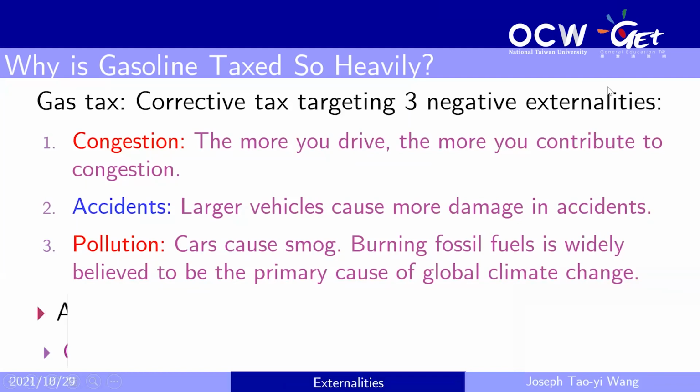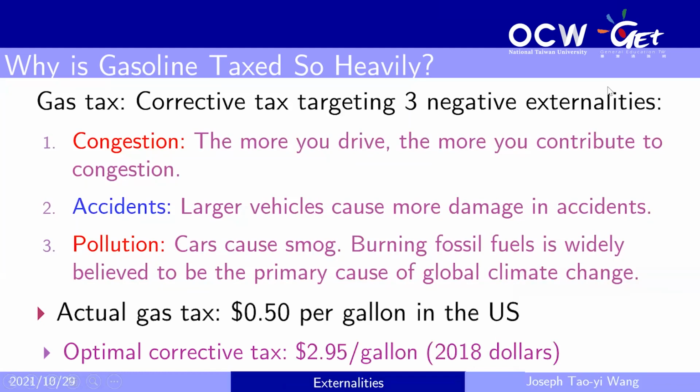The actual gas tax in the US is only 50 cents per gallon. And the optimal, when economists calculate this, is close to $3. You can try to compare the numbers in Taiwan, but usually the challenge is that people hate the gas tax, but actually it should be even higher than what it currently is. And the key thing here is that by consuming gasoline, you're creating a lot of different types of negative externality.